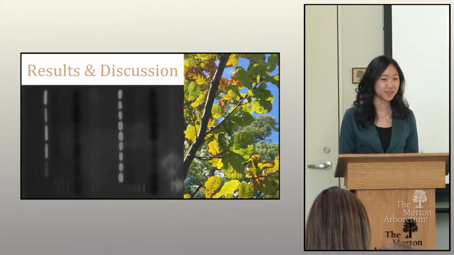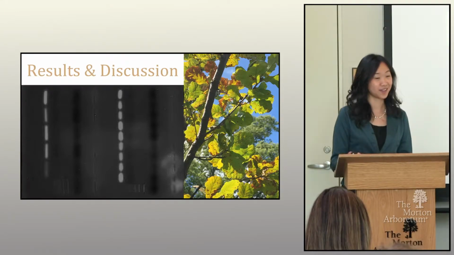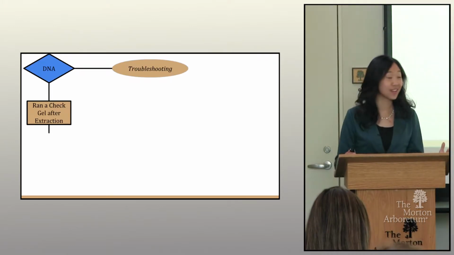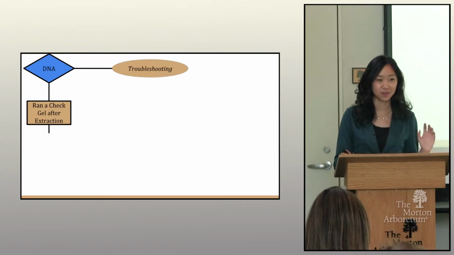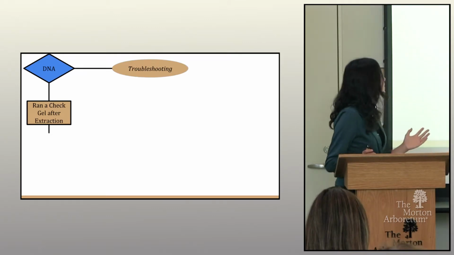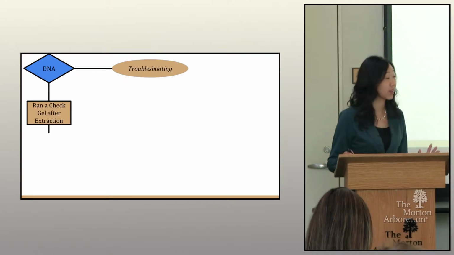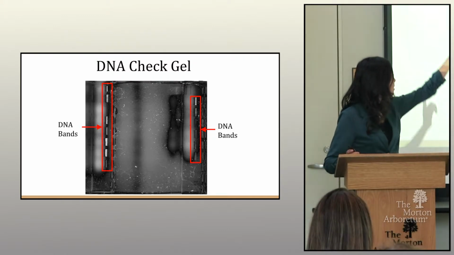Unfortunately, I ran into several roadblocks while working towards my results, especially with the genetic component. For my first few trials, I wasn't really getting anything, so I decided to take a step back and troubleshoot my methods to see what was going wrong. The very first thing I did was run a gel after extracting my DNA, just to make sure that there was actually DNA there, and I found that there was, and you can see.